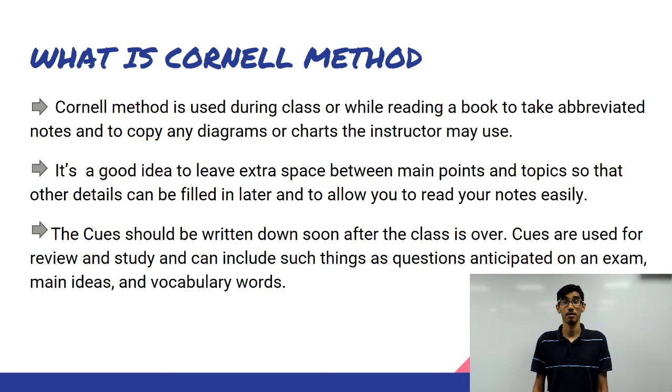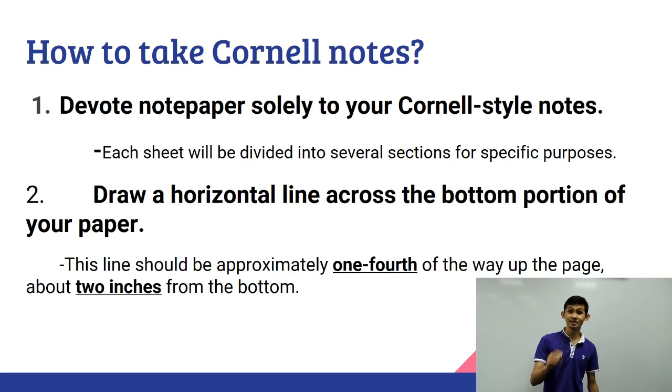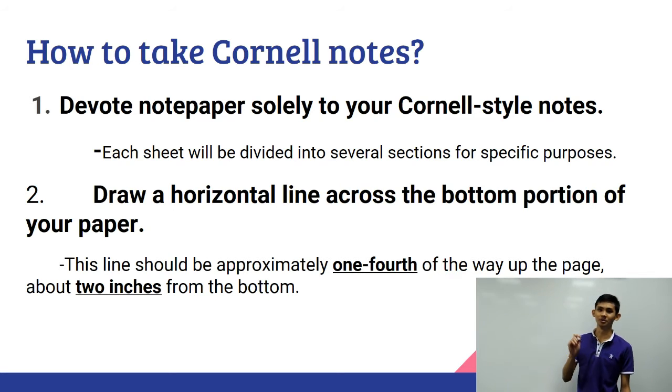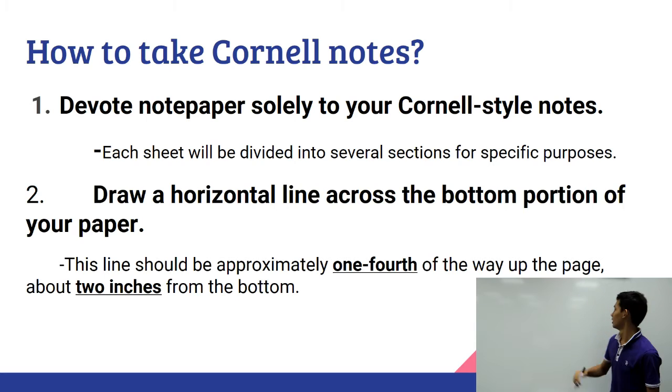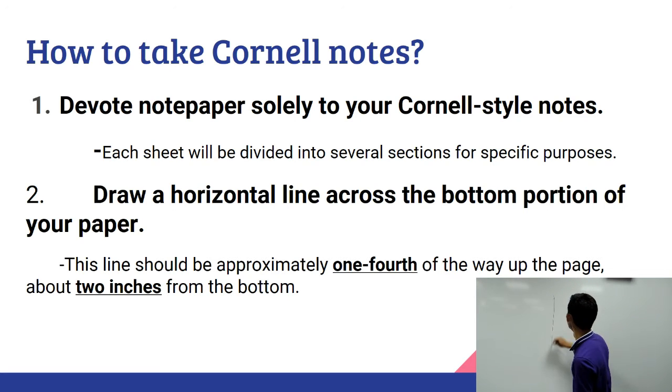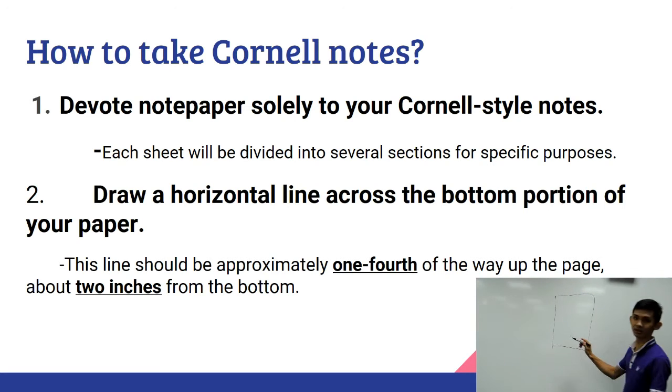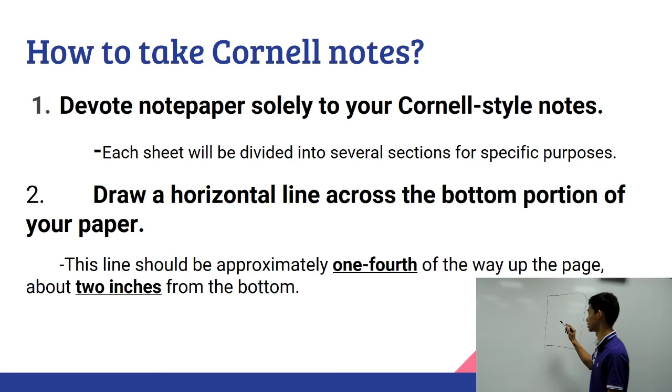Cues are used for review and study and can include such things as questions anticipated on an exam, main ideas, and vocabulary words. After listening to Darshan's introduction of the Cornell method, now let's have a look at how to do these Cornell notes. Firstly, you need to prepare a note paper, which is blank. This paper later will be divided into several sections.